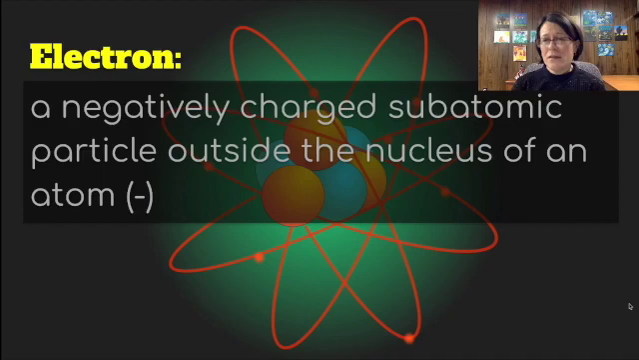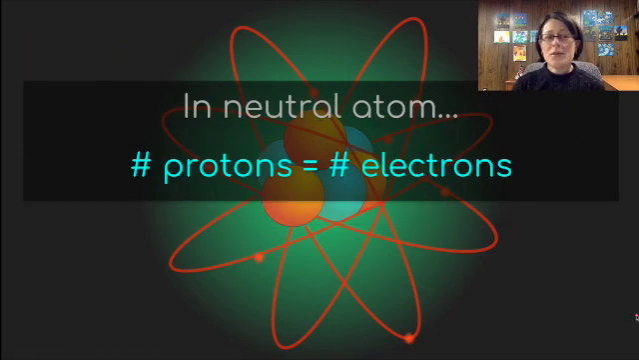Now, the other particle in an atom is the electron, and it is a negatively charged subatomic particle outside of the nucleus of an atom. And in our model, these are the dots on the orbitals. In a neutral atom, we know that the number of protons equals the number of electrons. So the number of electrons in a neutral atom, not a charged atom, is the same as the atomic number.